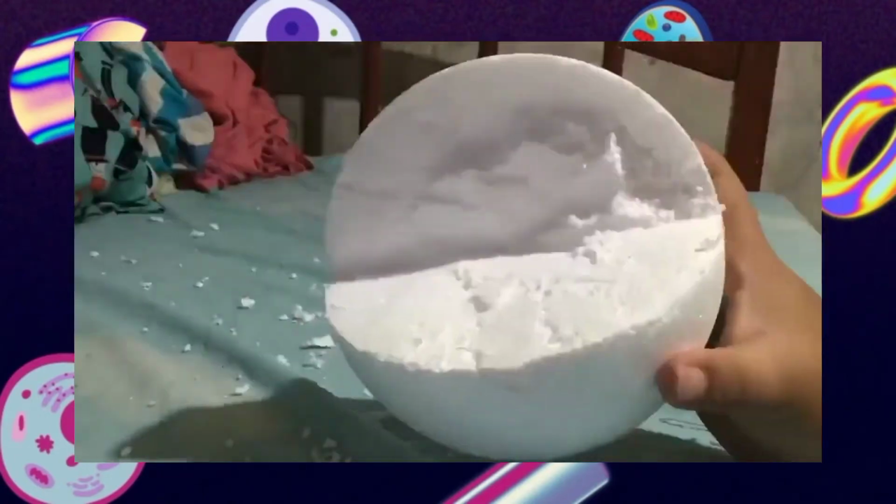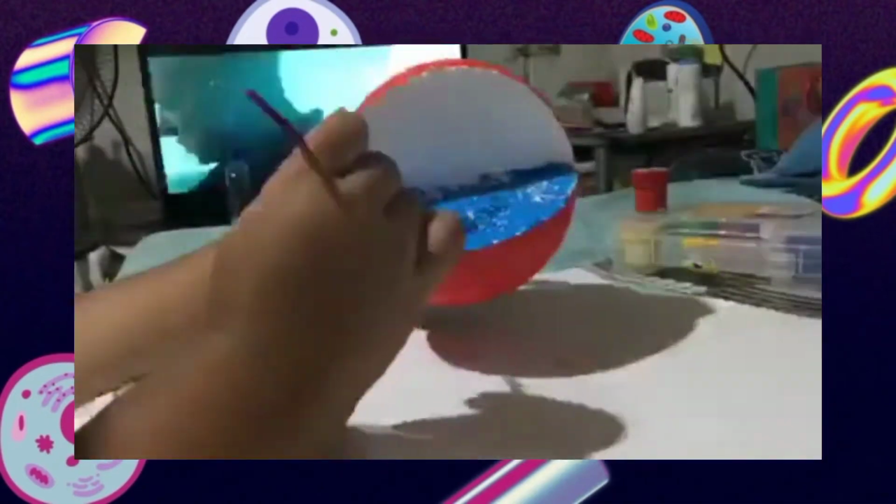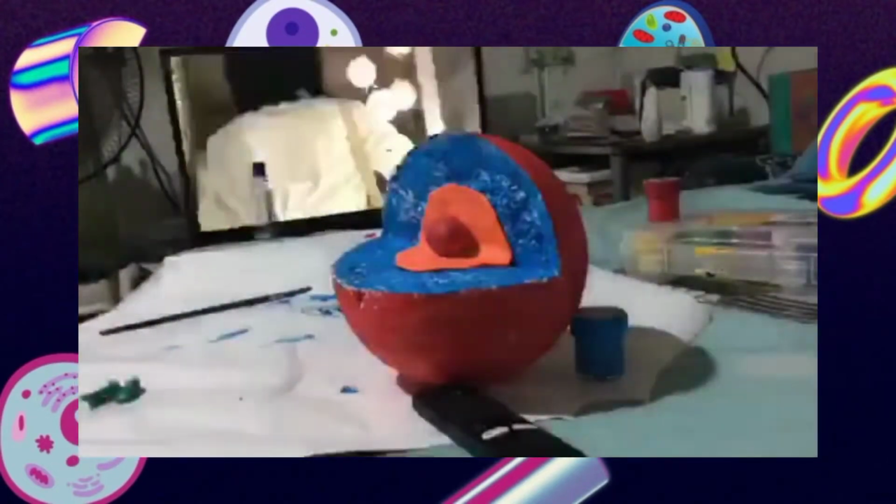So I filmed the process in a time-lapse method so that it won't take up much time for the video. First, I carved the spherical styrofoam to look like the 3D model of an animal cell. I then painted the cell membrane, or the outer part of the styrofoam, red, and the cytoplasm, or inner part of the model, blue. Lastly, I slowly molded all the clay to look a certain way, as you can see here.